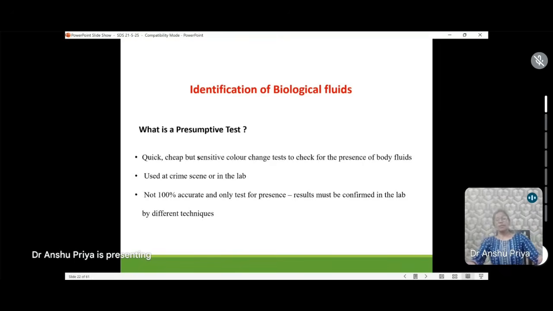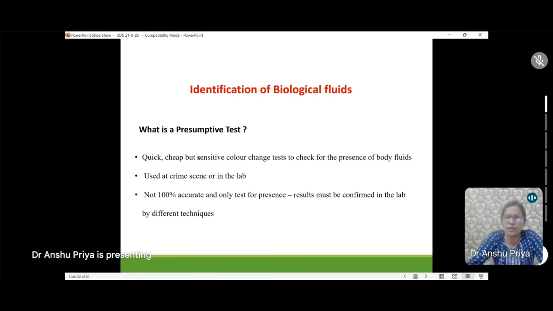So before DNA fingerprinting, when I have to extract the DNA from any biological fluid, before that we have to identify which fluid it is. Is it blood or is it semen? So we have to identify the fluid first, and for that we do the presumptive test.